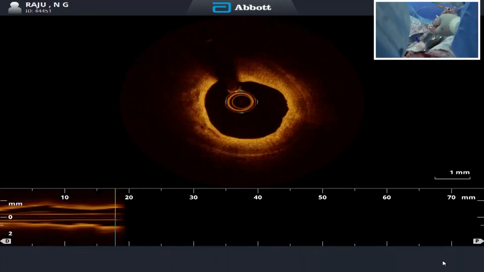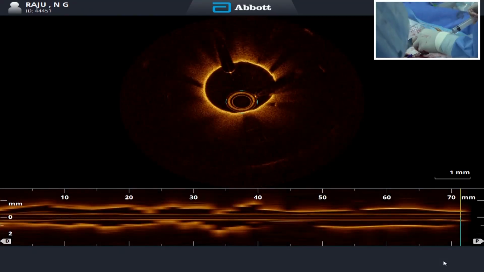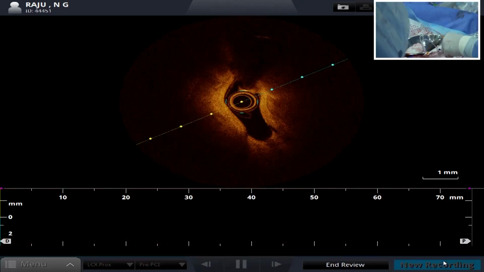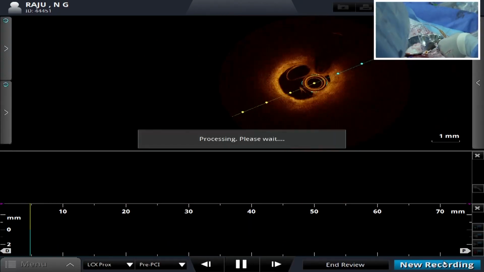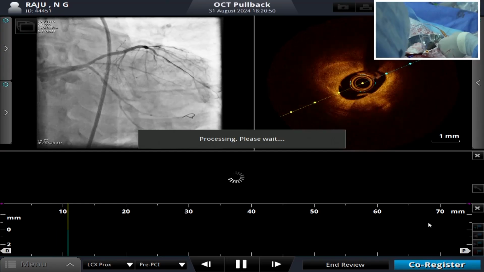Activate. When we pull the circumflex wire also, we'll pull it back a little bit.